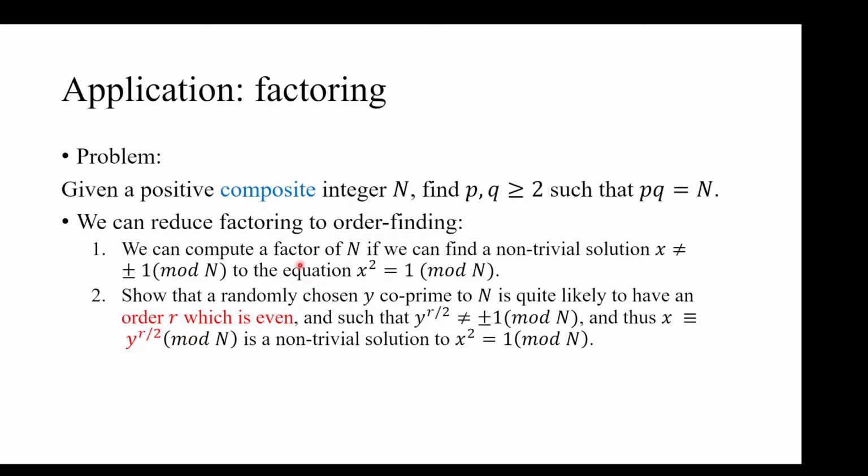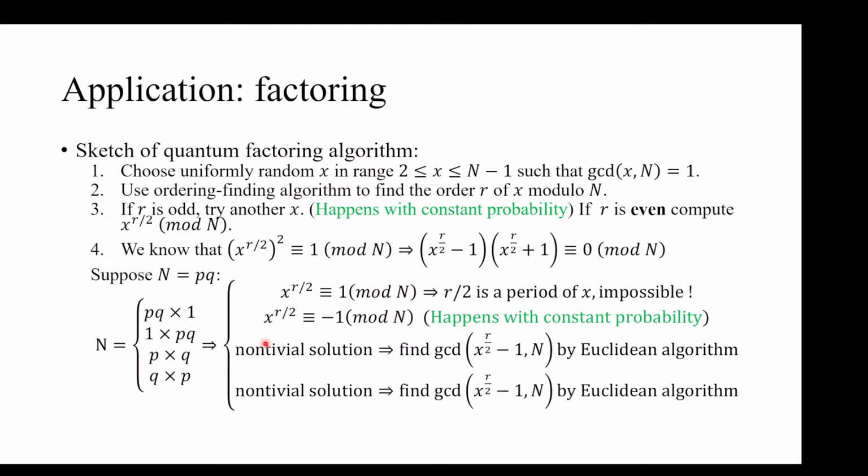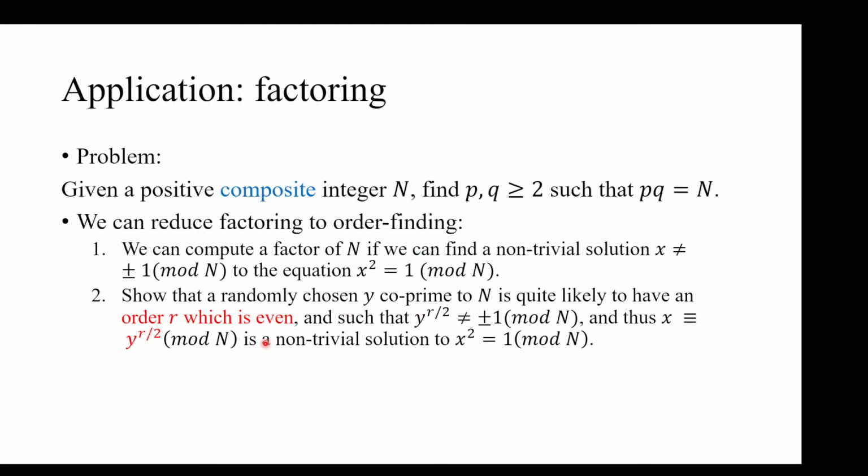And then we will see that with very good probability, if x equals this y to the r over 2, because x squared equals 1 mod n, then x plus or minus 1 has a good probability to be a factor of n. Okay, so let's go to the next slide. It's a little more detail.